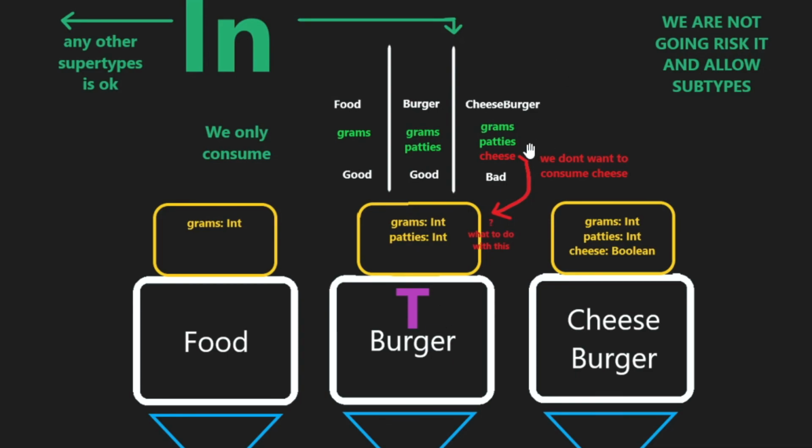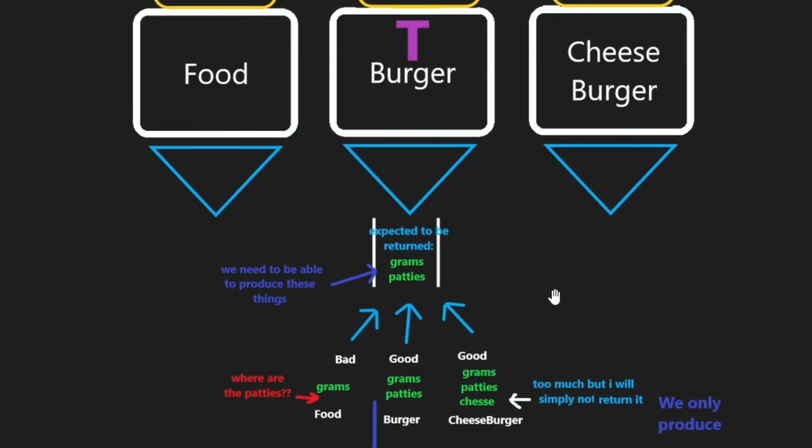But if we're trying to convert a subtype of burger, let's say a cheeseburger, then it may also have some property that we don't know how to consume, or we cannot allow to add it to all kinds of lists, right? We don't know what to do with cheese, so this is not allowed. So when we use in, we only allow the item itself, the class itself, and any class that is its supertype. And then the other way around with the out, because we promise to return it, right?